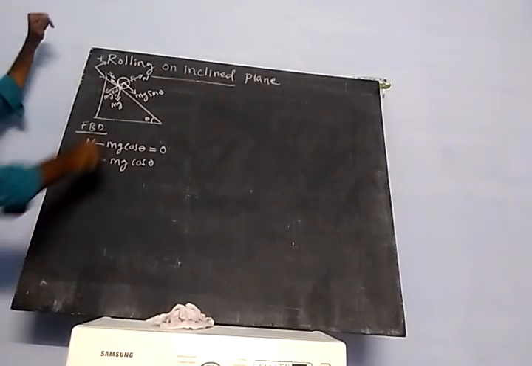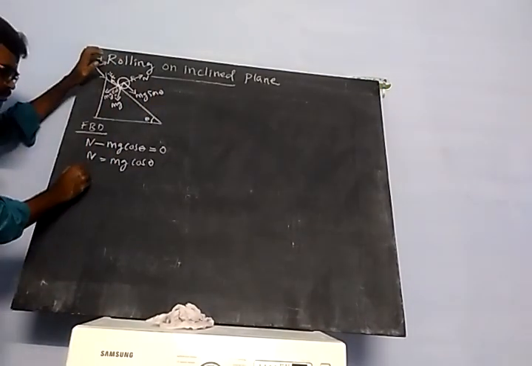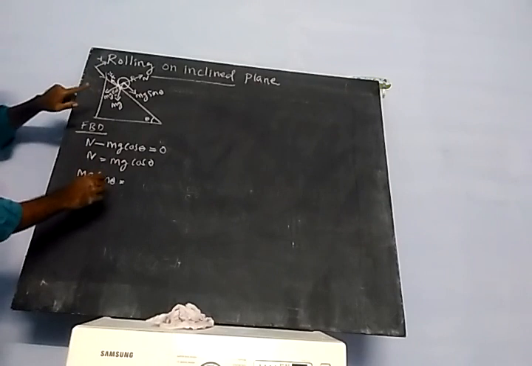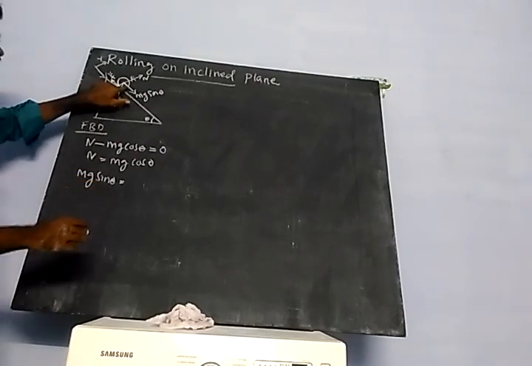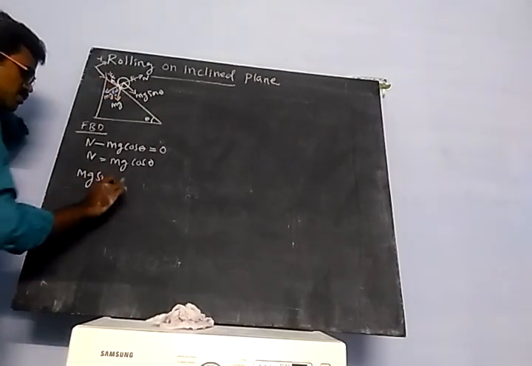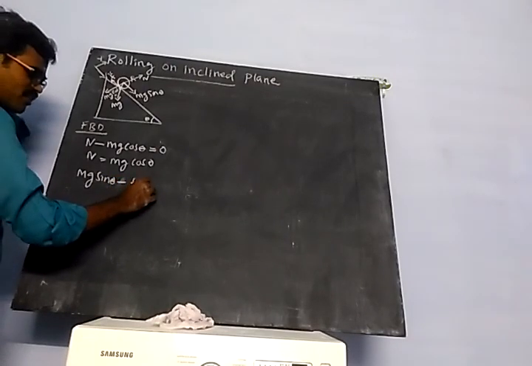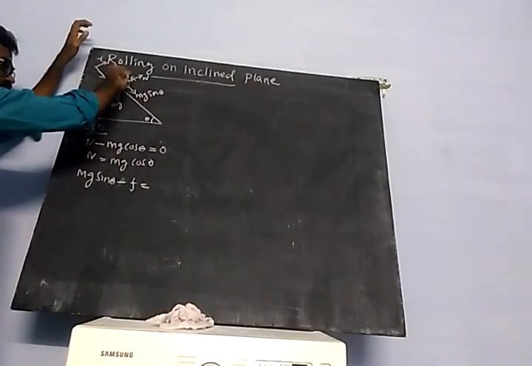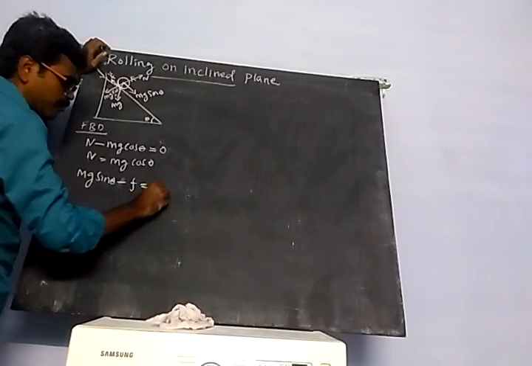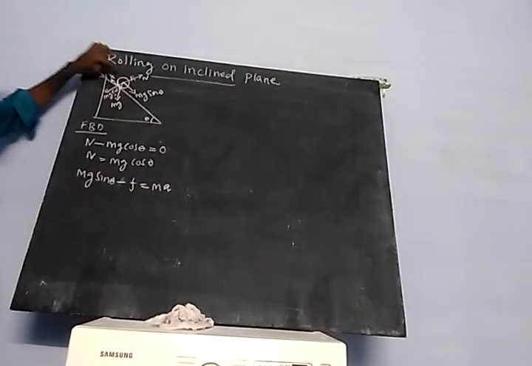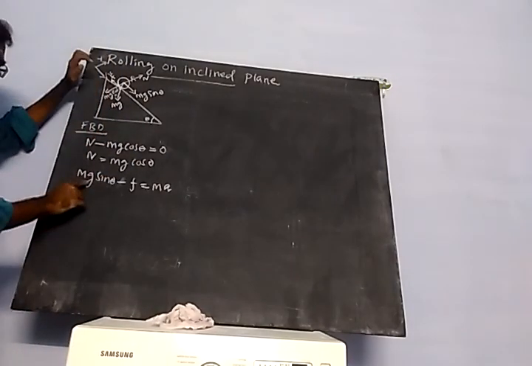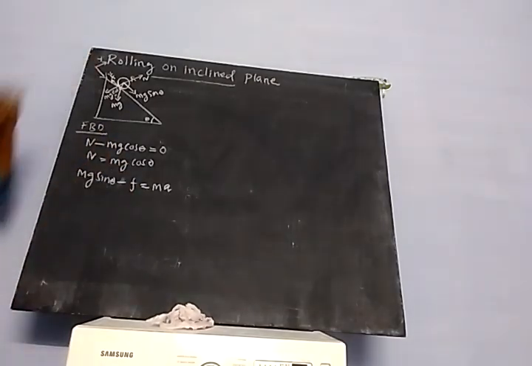Then the next case, mg sin theta. Two forces act: mg sin theta in the positive x direction and the frictional force in the negative x direction. So mg sin theta minus f is equal to ma, because the circular object is in motion and has acceleration. M is the mass of the rolling object and a is its acceleration.